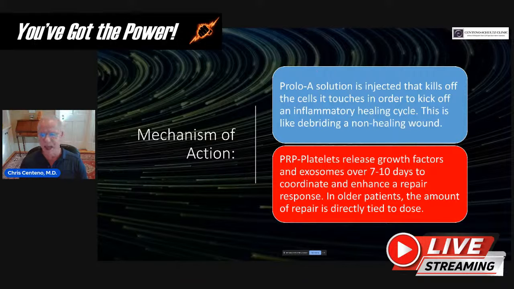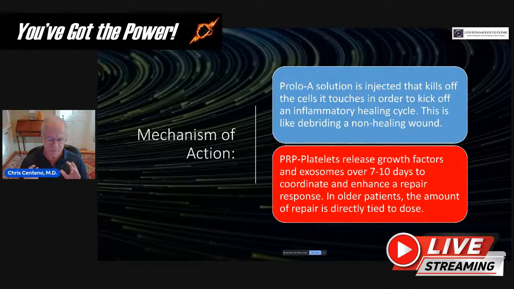So in mechanism of action, first we'll look at this in words, then I'll show you a picture. For prolotherapy, a solution is injected that kills the local cells that it comes in direct contact with, and that kicks off this inflammatory healing cycle. And this is a lot like debriding a non-healing wound. If you've got a non-healing skin wound, let's say because you're diabetic or you're older and you've got a pressure sore someplace, the doctor will go in and pull out pieces, literally killing off parts of the wound in order to get an inflammatory healing cycle started. If you do that enough, you'll eventually get the wound to heal most of the time.